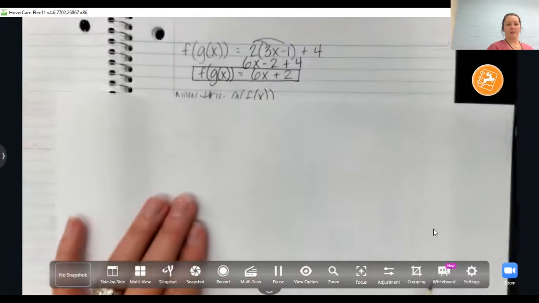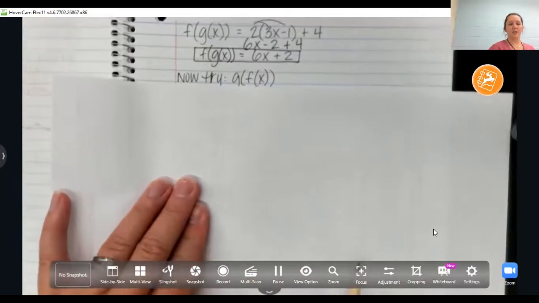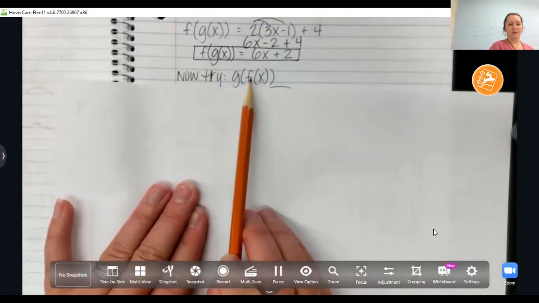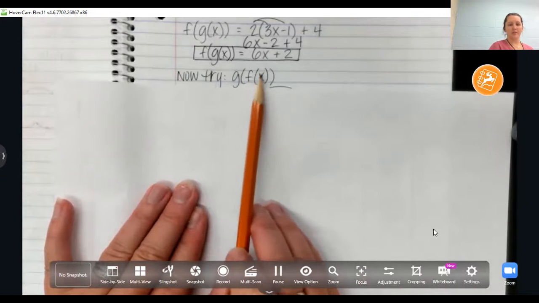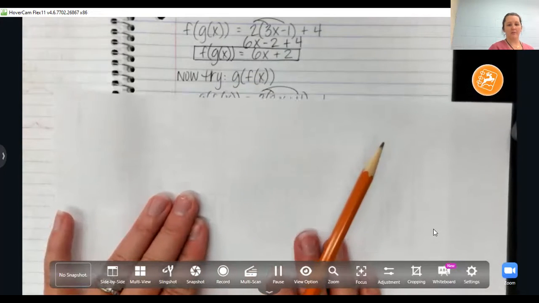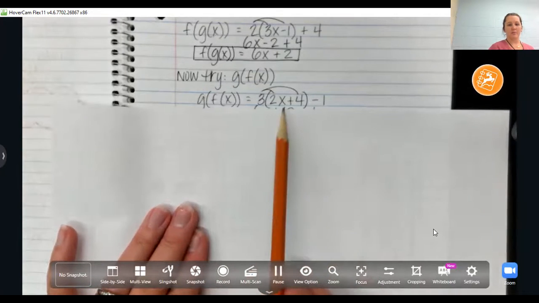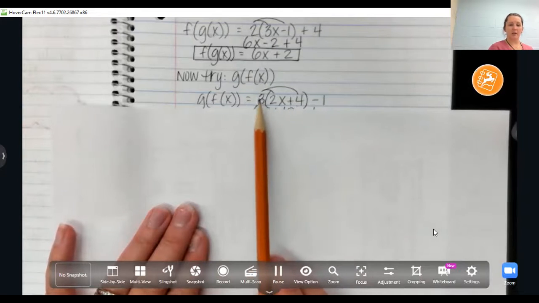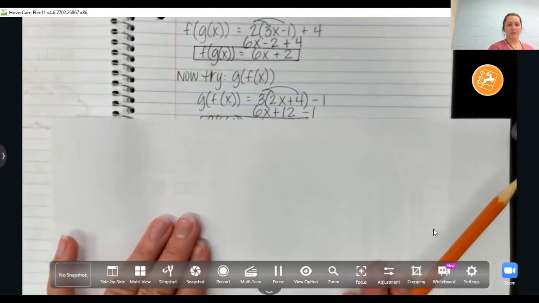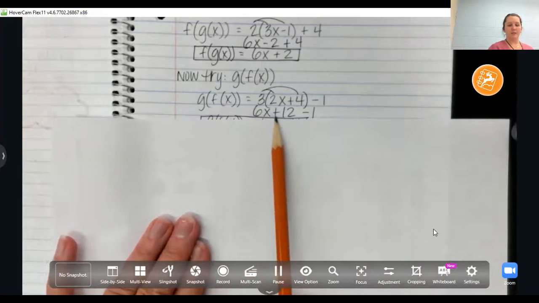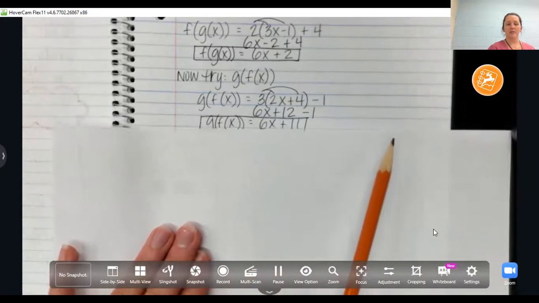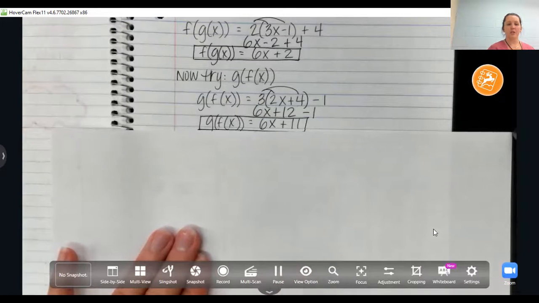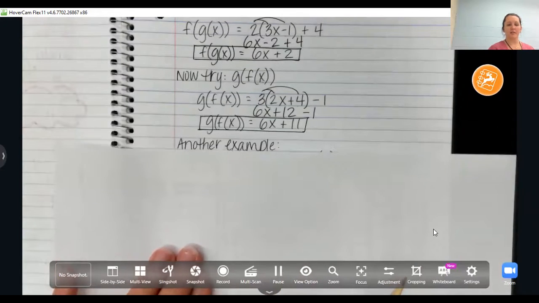Now let's look at it if we're flipping it around. Let's try g of f of x. So that means that we're going to substitute all of the function of f of x into the x values of g of x. So here's what that looks like. We're substituting the function of f of x, 2x plus 4, into the x value of 3x minus 1. We'll distribute again, so we have 6x plus 12 minus 1. And then we're going to simplify by combining our like terms here, 12 and negative 1. So g of f of x equals 6x plus 11.